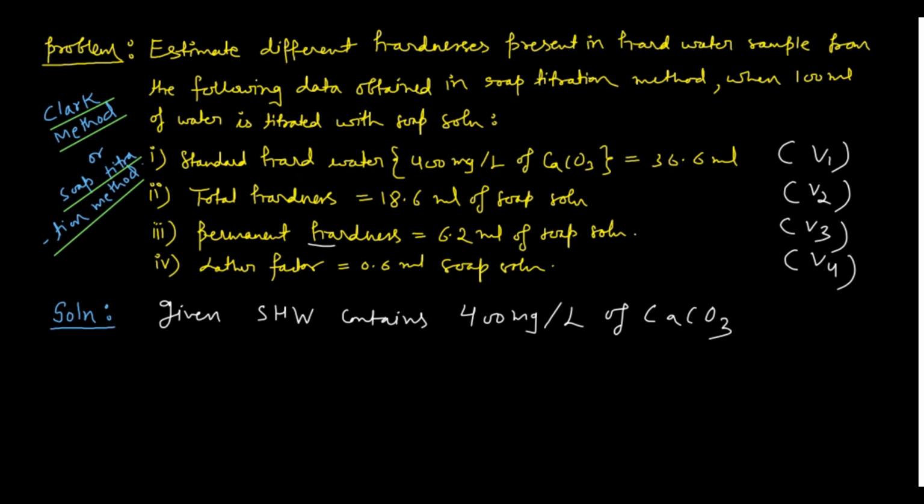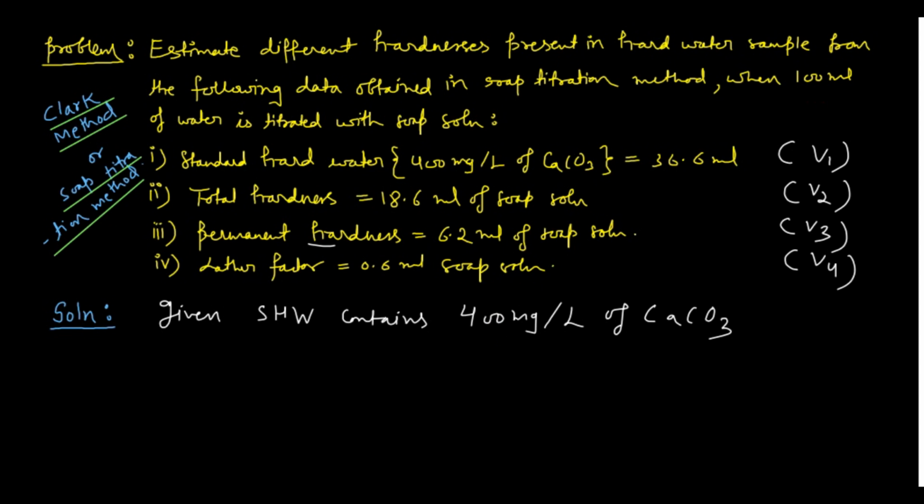But you can see in your question that you are calculating all the things for 100 ml. That means the water sample for which you are going to evaluate the total hardness, temporary hardness, as well as the permanent hardness is only 100 ml. But here you have been given 1000 ml. So first of all, you have to make the calculation for 100 ml. If your 1 liter, that is 1000 ml, contains 400 milligram, then of course your 100 ml will contain 40 milligram.